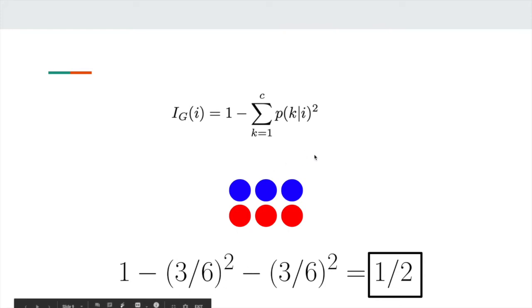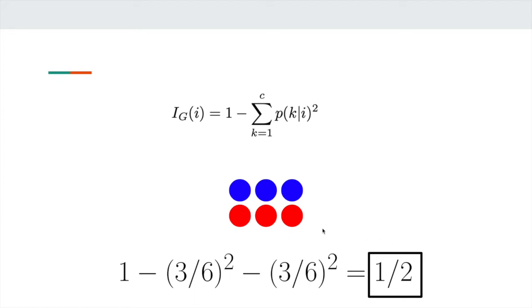Hopefully it makes sense that this is 3/6, and we square it, and then the same thing for the red balls, because the probability that we pick a red ball is also 3/6. So once we have this, we calculate 1 minus 3/6 squared minus 3/6 squared, and then we would get 1/2.